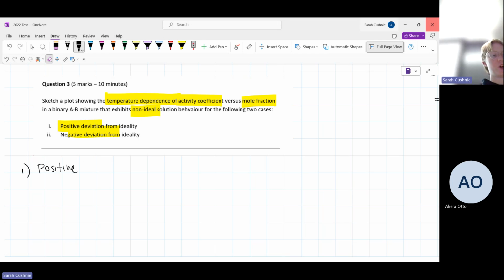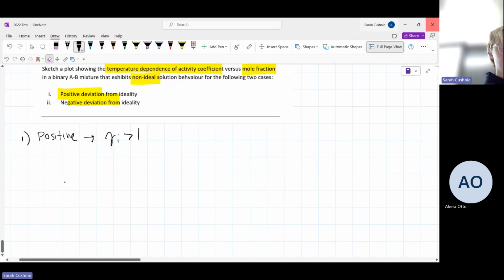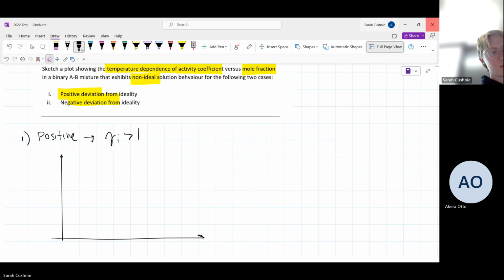So we're doing our activity coefficient. I know positive deviation means that our gamma i is going to be bigger than 1. That's the first thing I need to be aware of. The next thing I'm going to ask is, what am I actually plotting here?